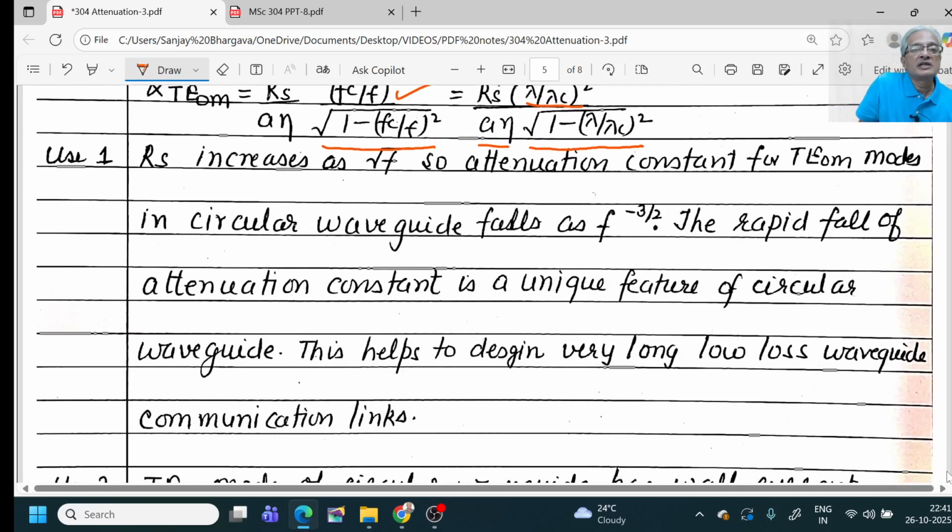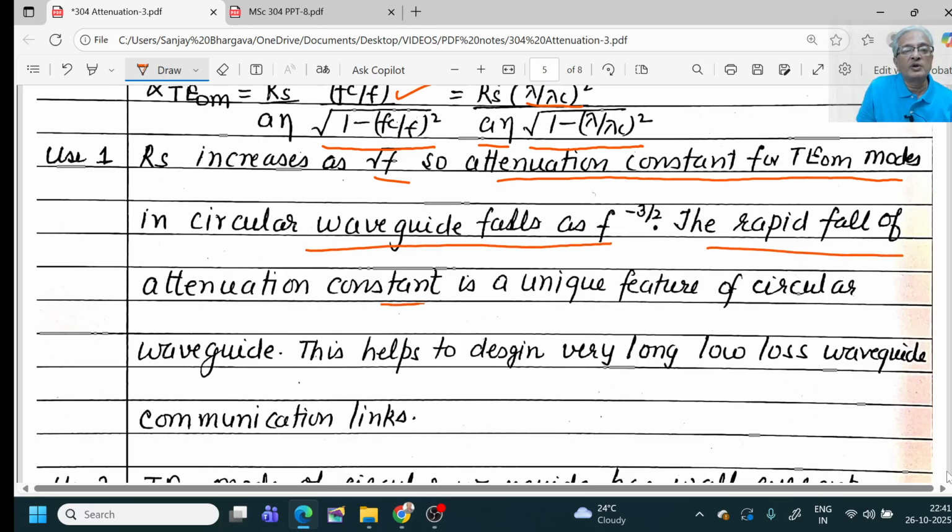RS increases as root F. So the attenuation constant for TE0M modes in circular waveguide falls as F power minus 3 by 2. The rapid fall of attenuation constant is a unique feature of circular waveguide. What does it make its use into? This helps us to design very long low loss waveguide communication links.